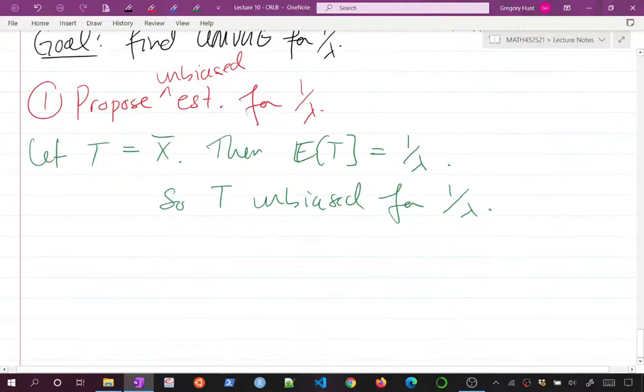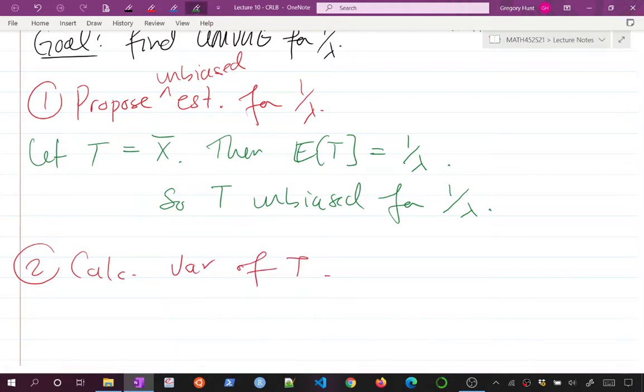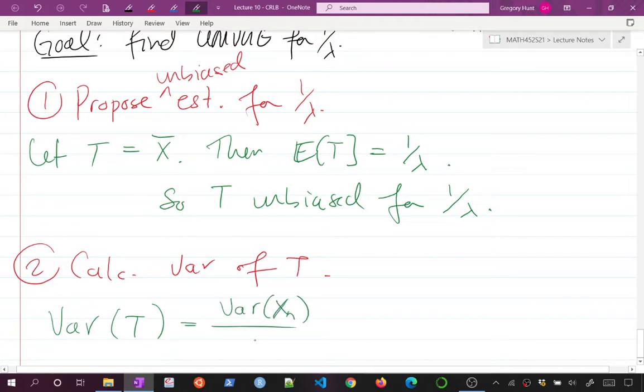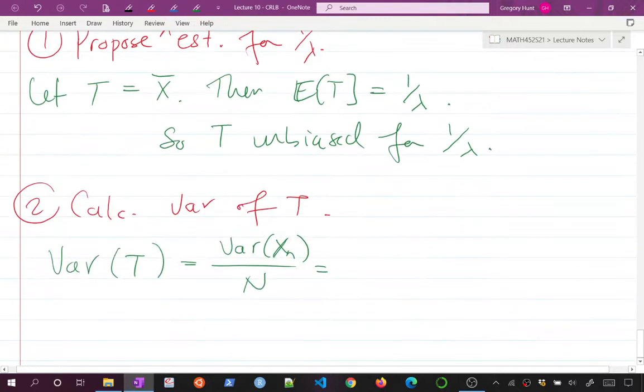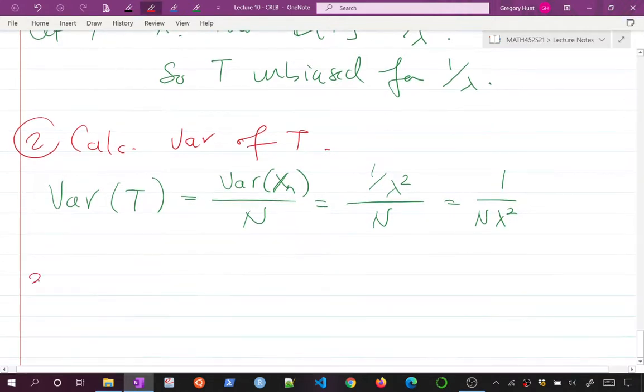Step 2, calculate the variance of my statistic T. And we've seen this before. The variance of T is the variance of any of my x of n's divided by n. That was our theorem way back from lecture 1 or 2. The variance, we said, is 1 over lambda squared. So we get 1 over lambda squared divided by n, so it's 1 over n lambda squared. Okay. Step 3 is calculate the CRLB.